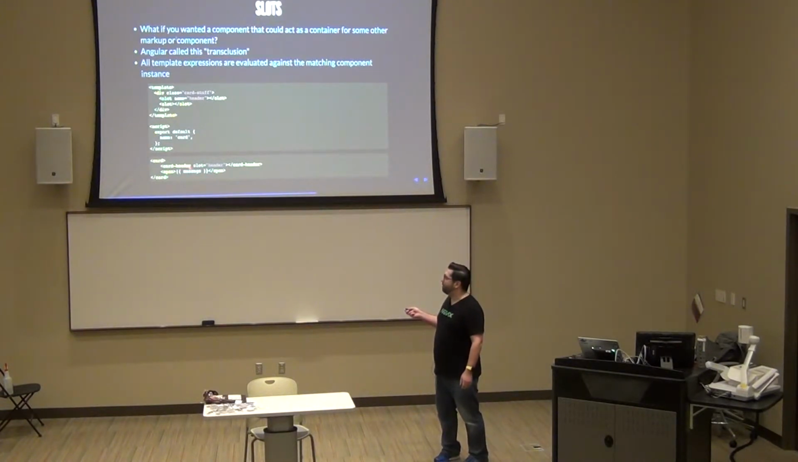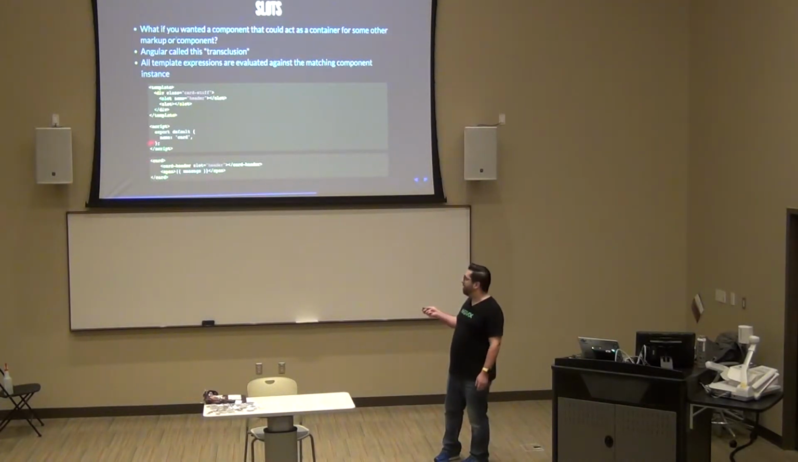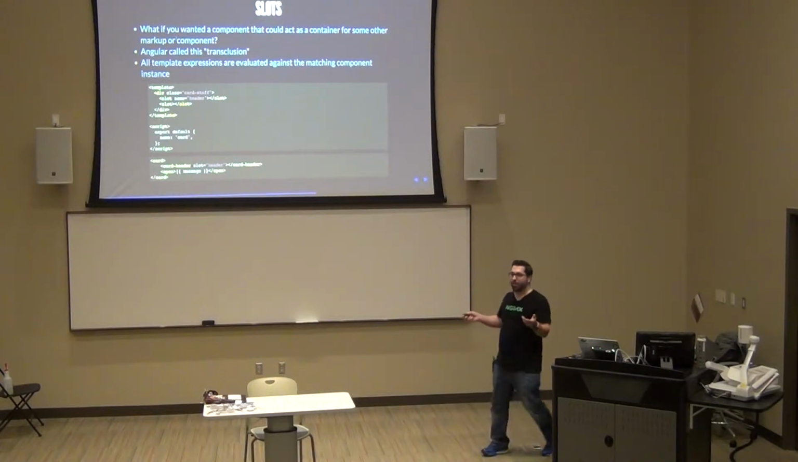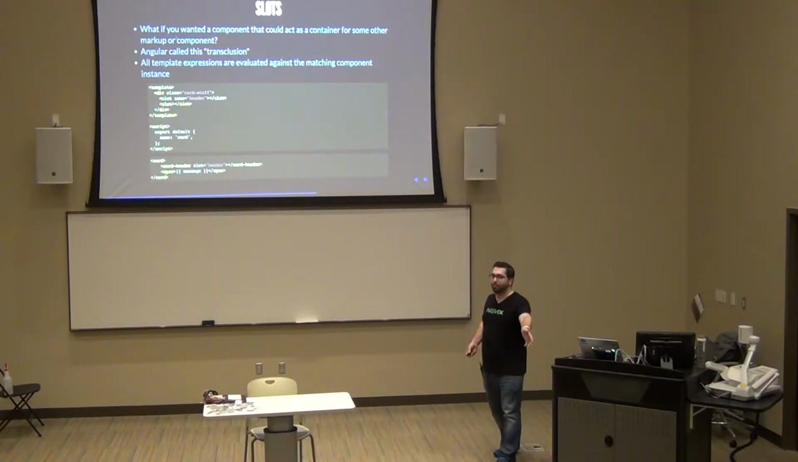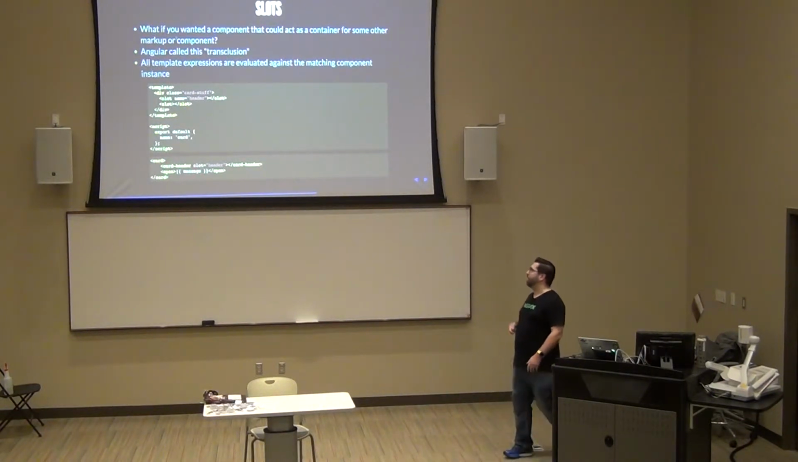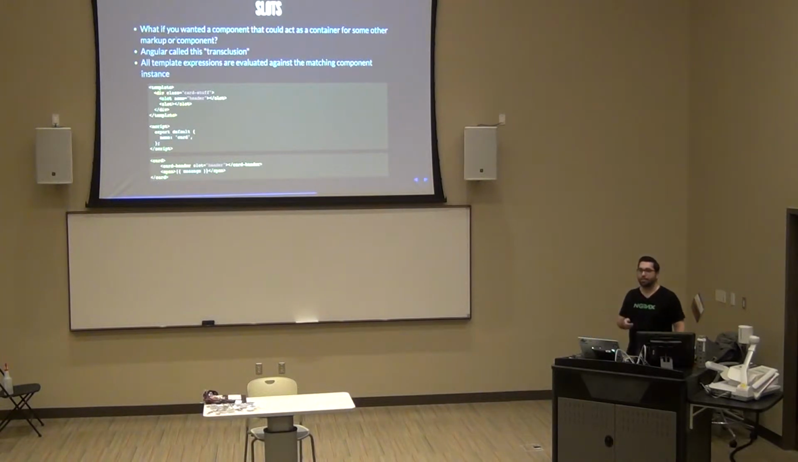Message is not bound, so message is not evaluated against the data of card or of card header. It's of whatever template is, whatever. If this was your root view instance, for example, you would be looking for a message on the data object of that root view instance, not of card or card header. Does that make sense?